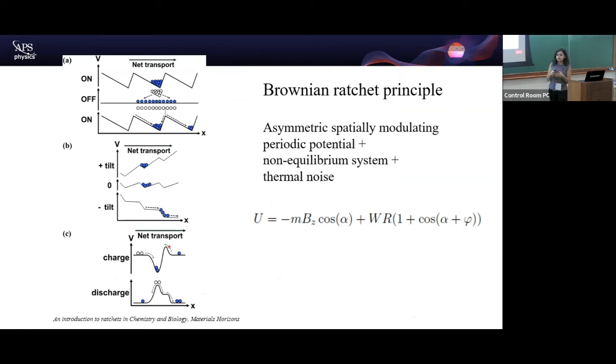This principle is actually quite popular. Around 1995, there were physicists trying to explain the displacement of molecular motors, and they coined the term Brownian motors. This means that if you have a spatially asymmetric potential that also modulates in time, then with thermal noise in the system you can have a net displacement. These are a few examples. As you can see, it is similar to our system, and this is the equation of our system, which is similar to what already exists in the literature.